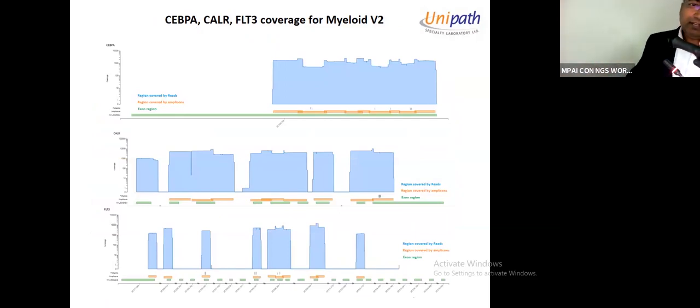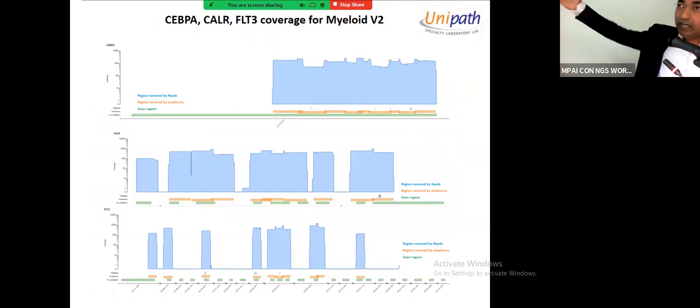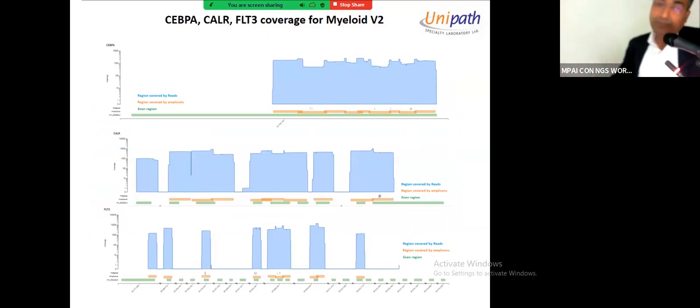This is while we were looking at the coverage of CEBPA, because CEBPA is traditionally very, very challenging. After discussion following Mishra sir's presentation, we decided to look at both the coverage at the company level as well as the CEBPA. And you see here the coverage of the CEBPA. These are the six amplicons here, and you see the coverage is very good.